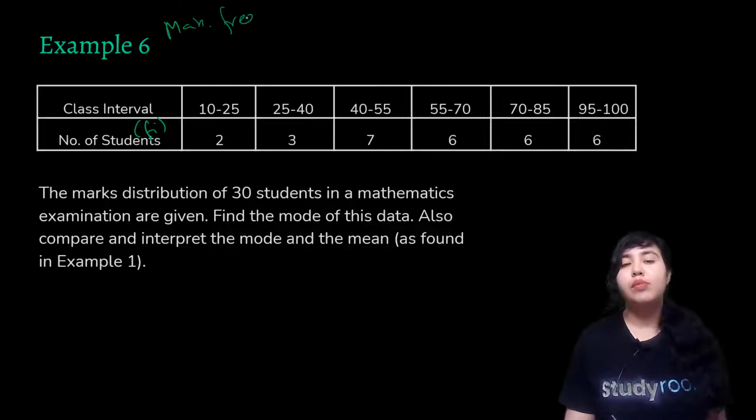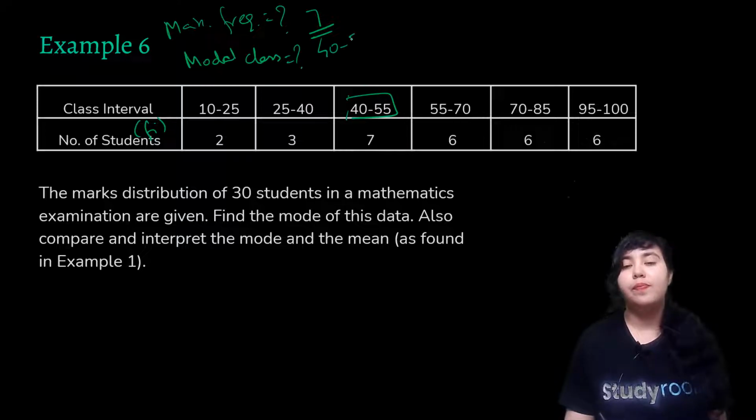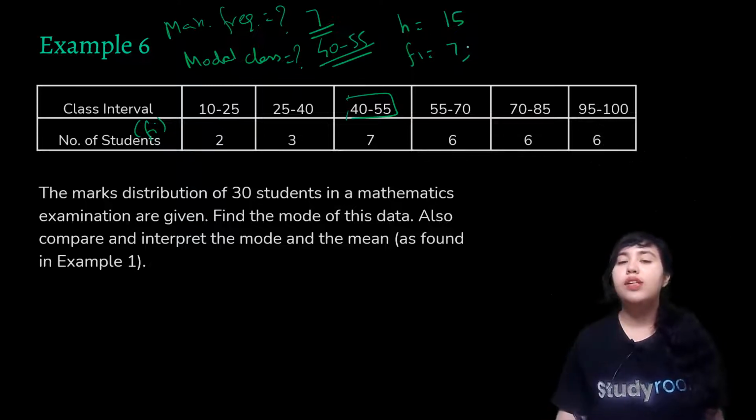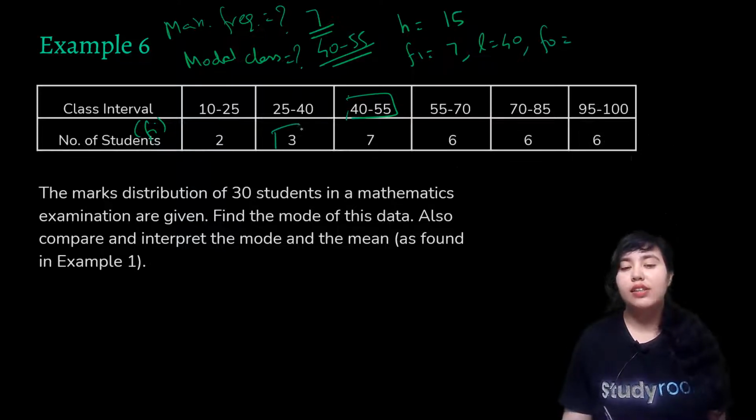What is the maximum frequency here? That is 7. What is the modal class, which has this frequency? That is 40 to 55. Now quickly tell me what is H here? It will be 55 minus 40, that is 15. What is the frequency of this class? That is 7. What is the lower limit of this class? That is 40. What is the frequency of the preceding class? That is 3.